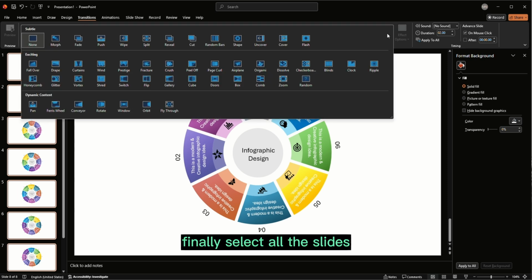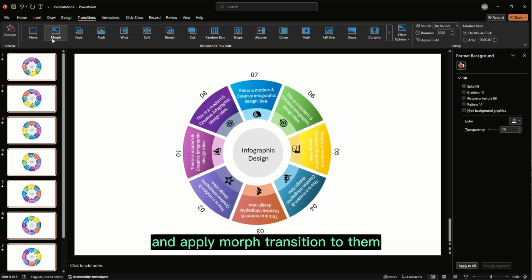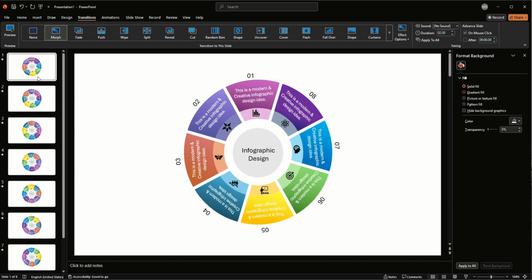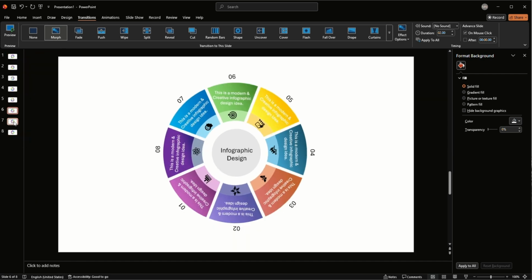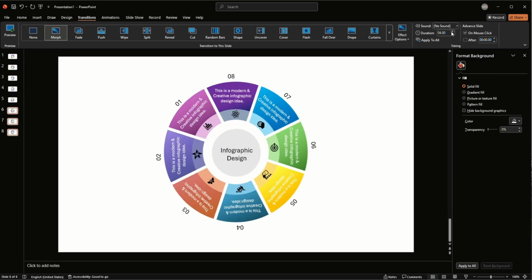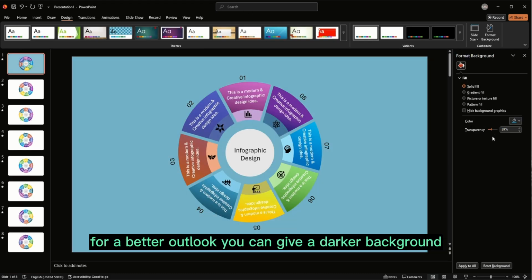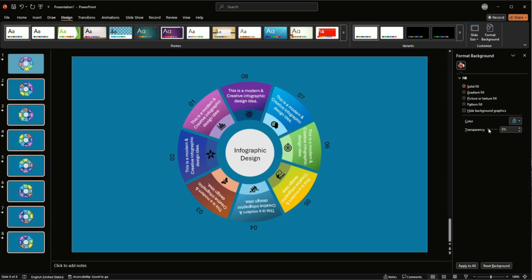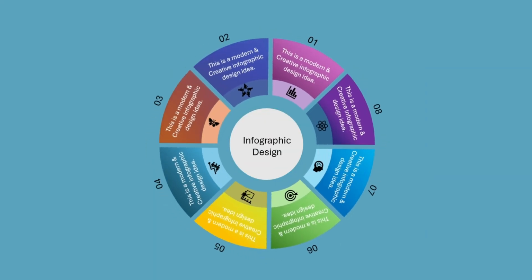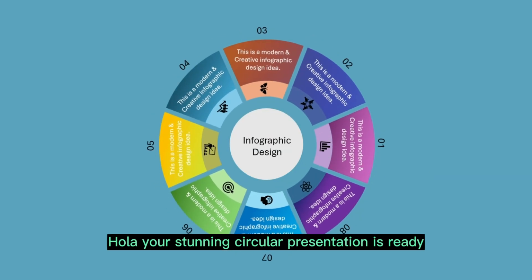Finally, select all the slides and apply Morph transition to them. For a better outlook, you can give a darker background. Hola, your stunning circular presentation is ready.